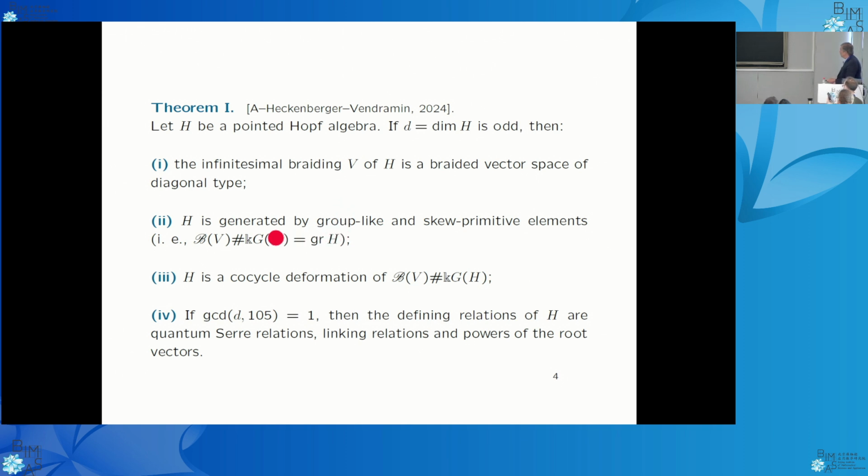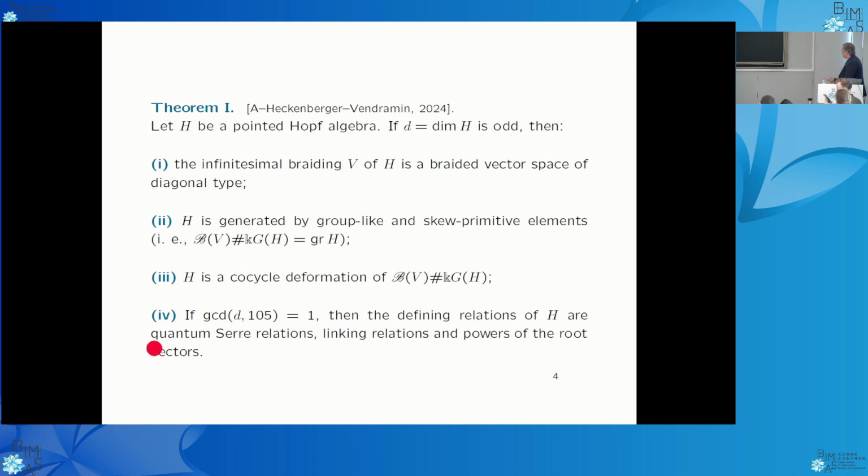the Hopf algebra H as an algebra is generated by the group-like elements, the elements of G of H, and skew primitive elements. This is equivalent to saying that this bosonization, which I told you before, in general is a subalgebra of gr H, is really equal to it. Now, the way to go from gr H to H is called the lifting, and the third point is that this lifting is always a cocycle deformation. And the final point is that if the greatest common divisor of the dimension D and 105 is 1, so D is not divisible by 3, 5, and 7, then the defining relations of H are explicit.